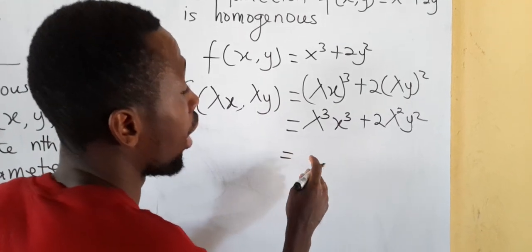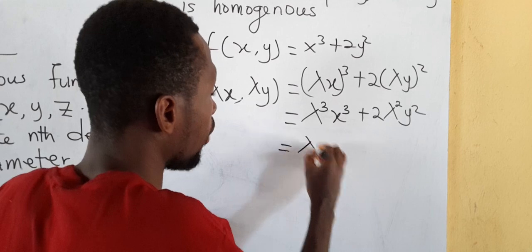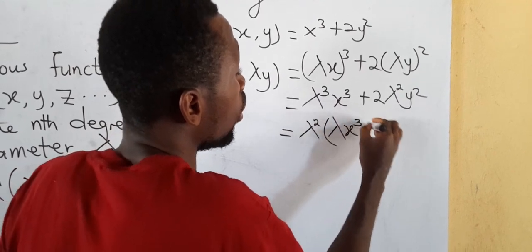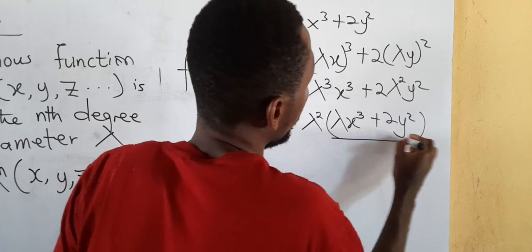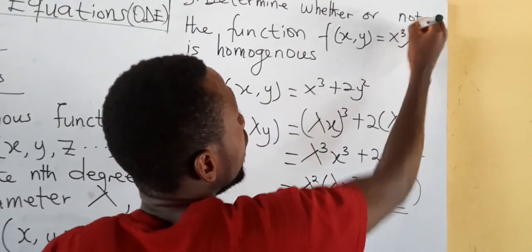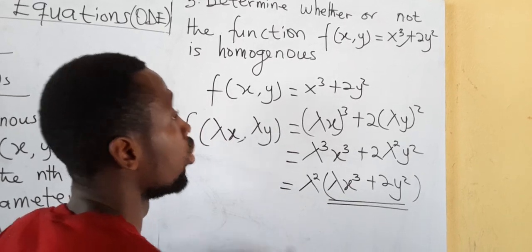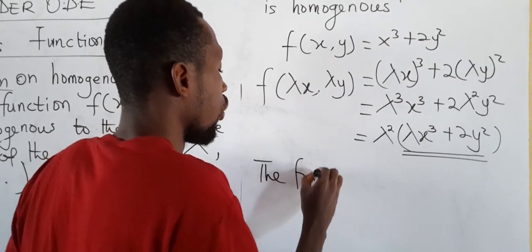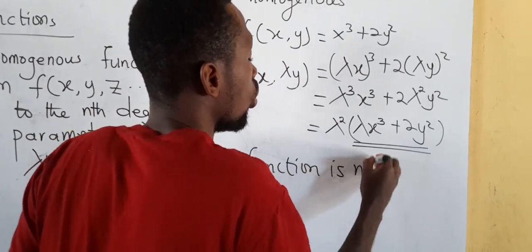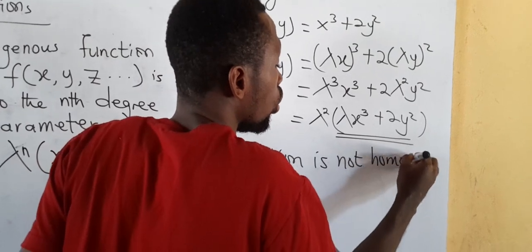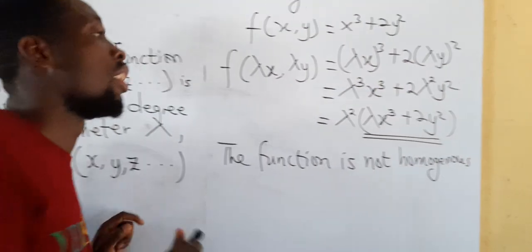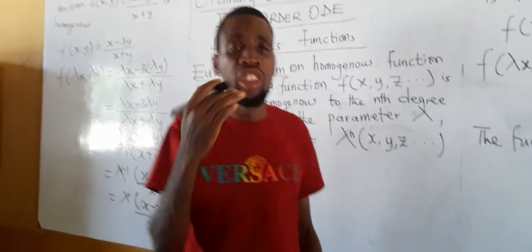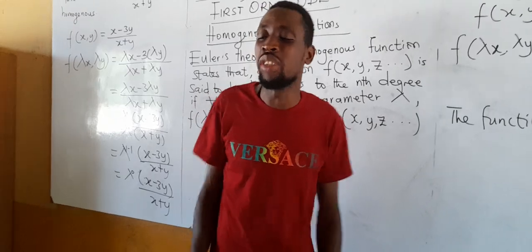Now we factor out a common parameter. What is a common parameter? It's lambda squared. So we bring lambda squared out. What will be left here? We'll be left with lambda x cubed plus 2y squared. Now check this function. Is it the same as this? No. If it is not the same, then we say this function is not homogeneous. I hope you understand these things. So the next step is how to solve first order ordinary differential equations that are homogeneous. So come with me.